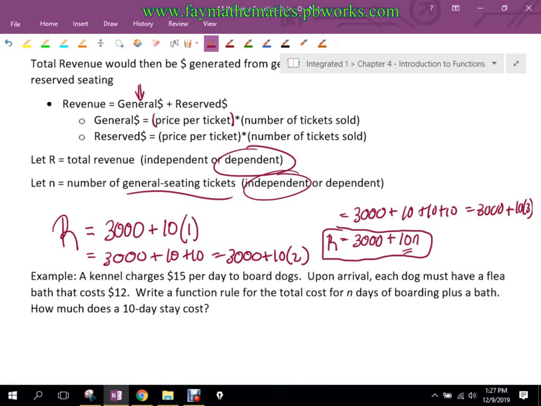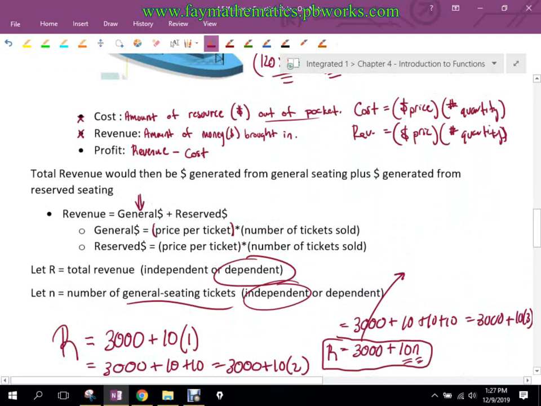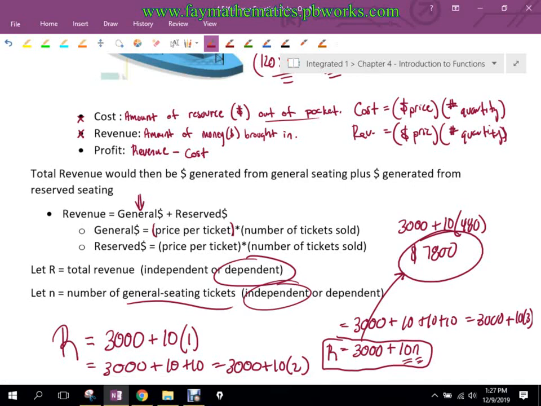Now, the question was, write the rule, but also tell us what is the maximum revenue you can make. How many N seats could I have in my facility? 30 rows of 16 seats, right? That's 480. So that means I can only make, as revenue, 3,000 plus this 10 times 480. Oh, that's right. That's how much money I'm going to make if I sell out the entire facility. Okay.